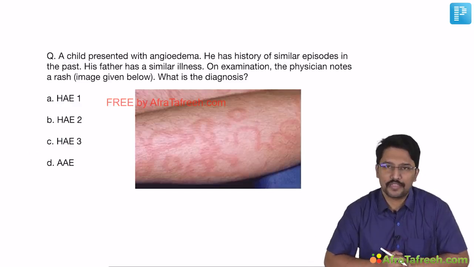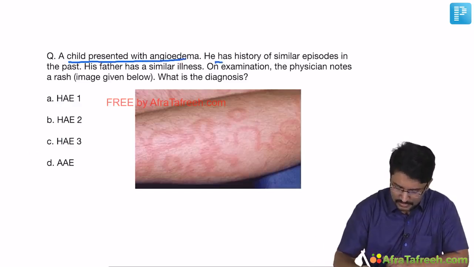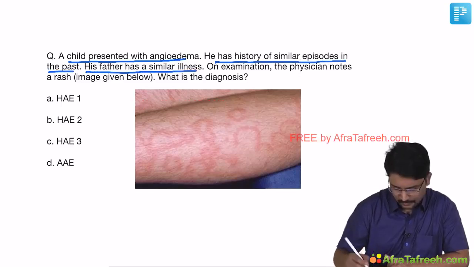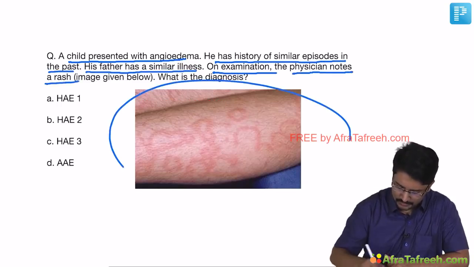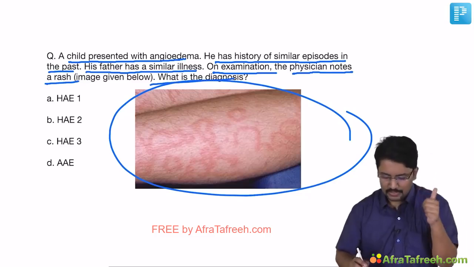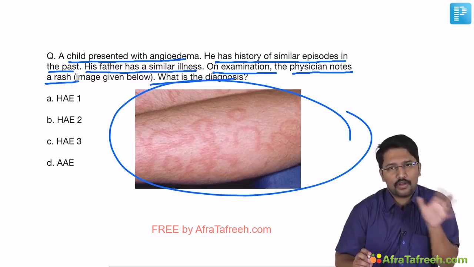This question is something interesting. It says, a child presented with angioedema. He has a history of similar episodes in the past. His father has a similar illness. On examination, his physician notes a rash. The image is given here and it is asking what is the diagnosis. So let me draw your attention. There is a possibility that this patient has hereditary angioedema or allergic angioedema.